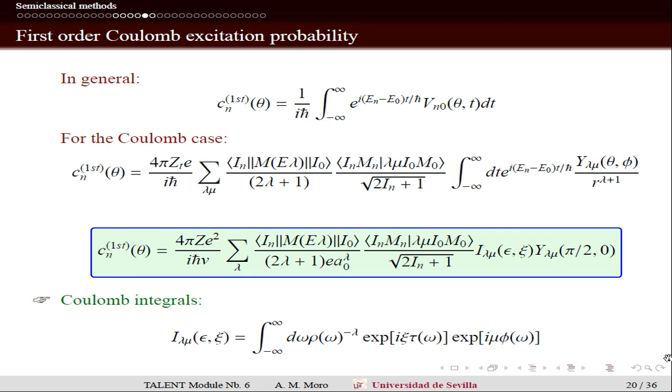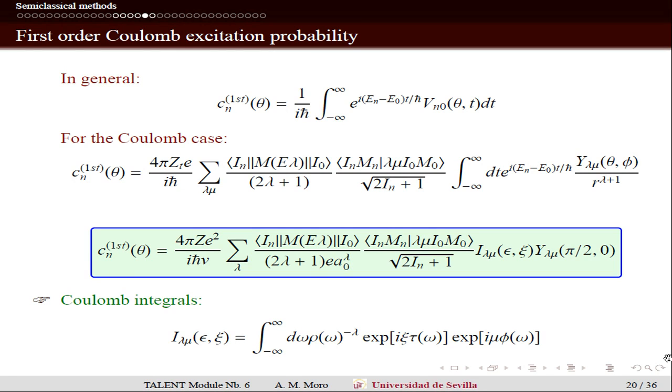So in principle, the message here is again that by measuring Coulomb excitation, the excitation probability is related to the square of this quantity, and the square of this quantity is related to the BE lambda, so to the electric transition probability for some multipolarity. This is the same that we have in the DWBA approximation. This is a different way of getting this result within the semiclassical approximation.